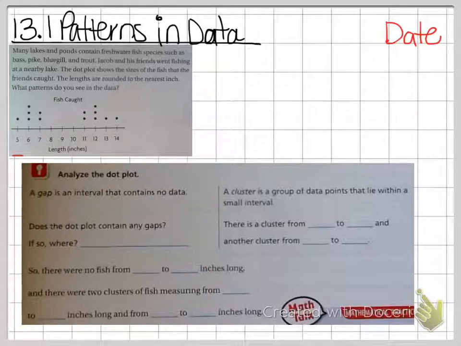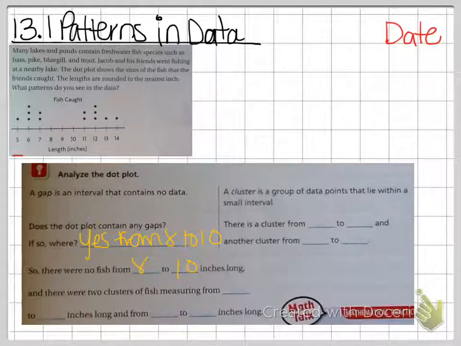So first thing we're going to be looking at is to see if there are any gaps. And gaps are intervals that contain no data. So in this set of data, we do have an interval with no data, which is between 8, 9, and 10 inches. So we can say, yes, there are gaps, and it's from 8 to 10. So there were no fish from 8 to 10 inches long, and there were two clusters of fish.